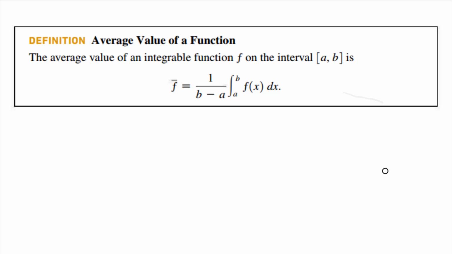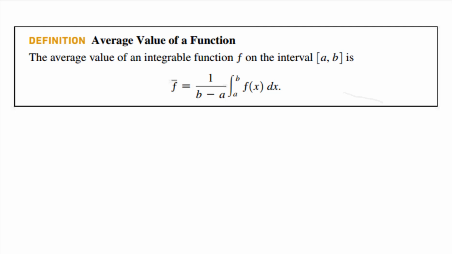It says the average value of this function, just across this interval, is going to be: take the integral and then divide by its length, b minus a, the length. But let's go with something a little bit simpler. Let's just start with this.